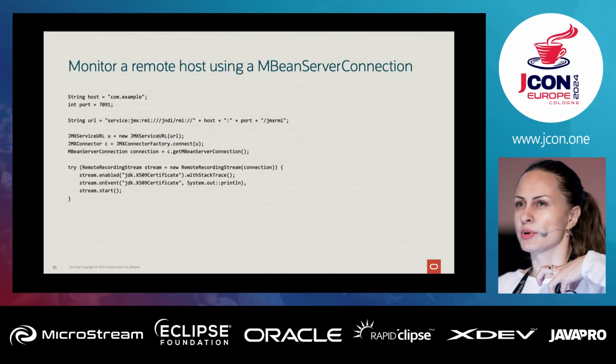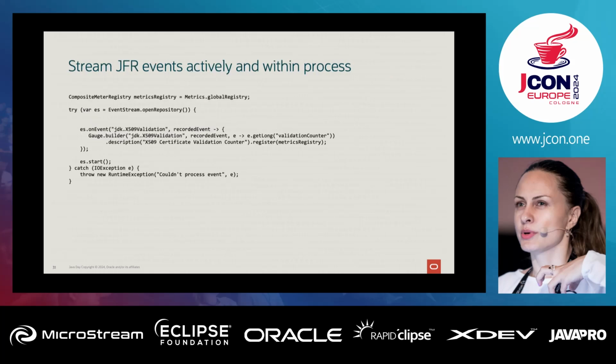If you still want to keep JMX, and if you want to take the events through another application out of process. Another way to do it is streaming JFR events actively within the process. So from the same application, you can stream the events to another location. And for my application, I prefer this second one because my application is active. I can open the stream of the events and I can stream them to another party, which in my case would be Prometheus.